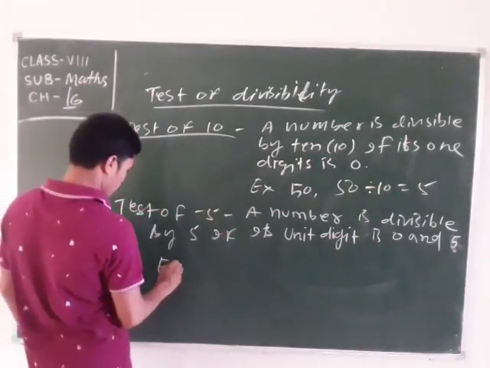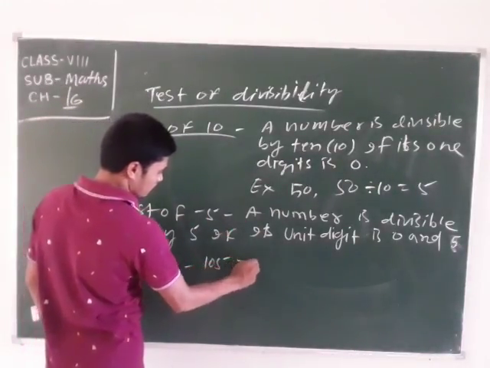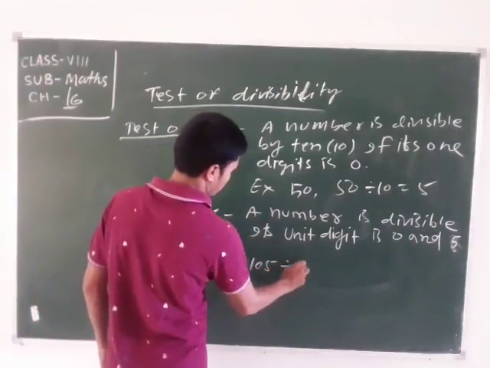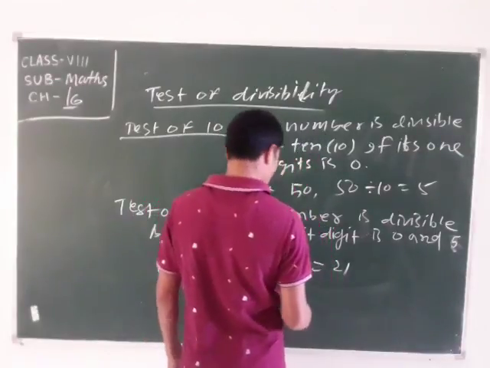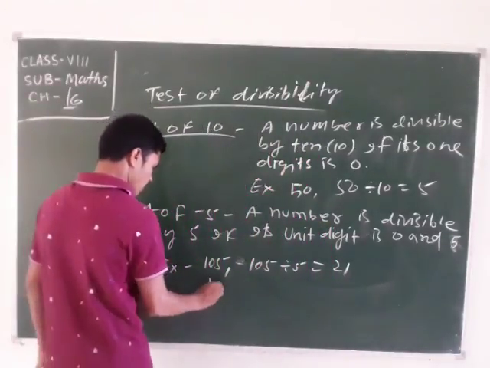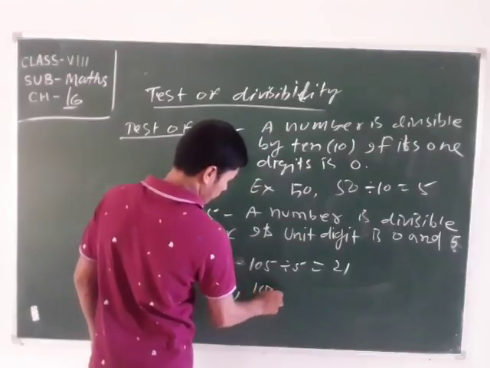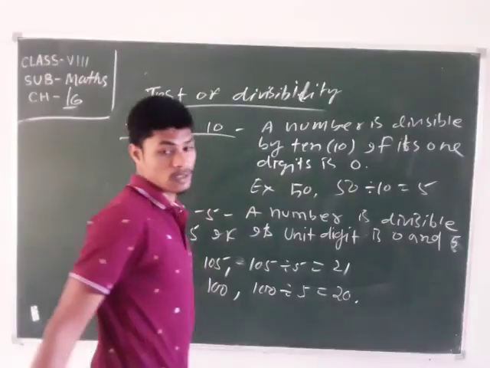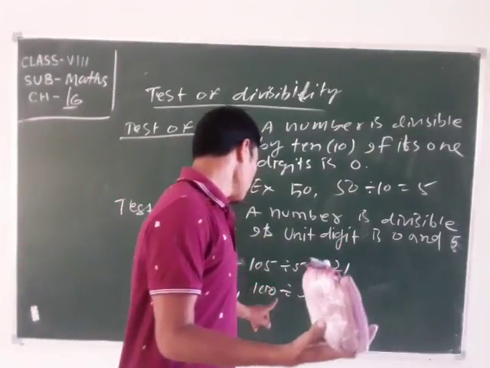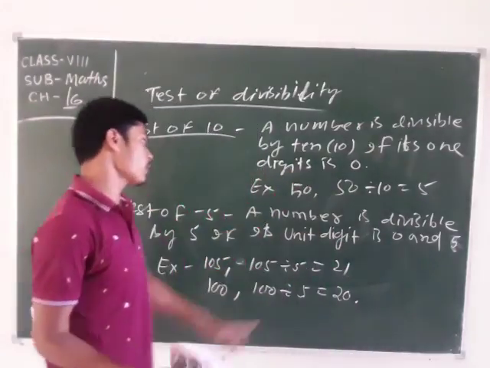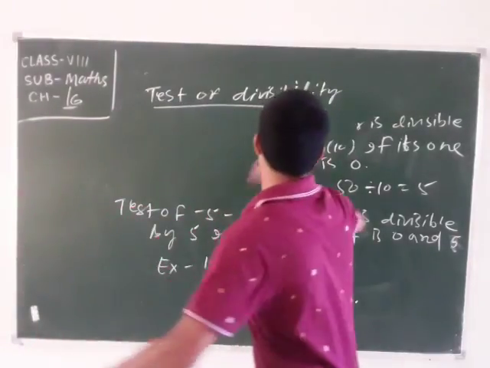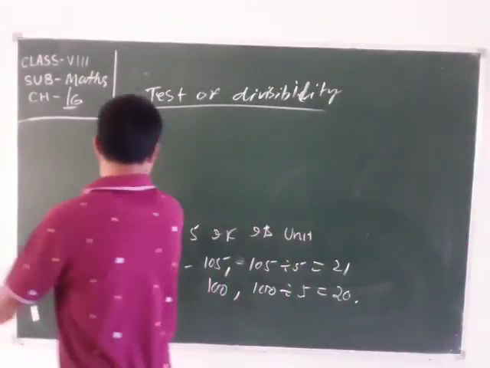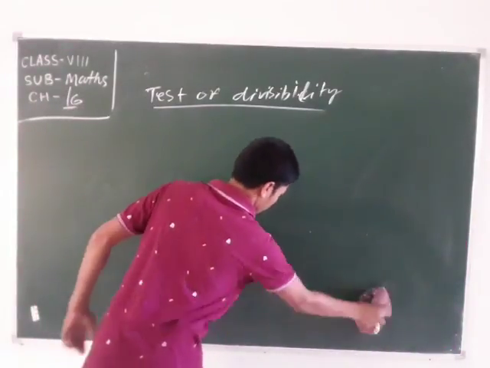Examples: 105 divided by 5 equals 21, and 100 divided by 5 equals 20. Here is the proof: if the unit digit is 5 or 0, then the number is divisible by 5. So that is clear: the divisibility tests of 5 and 10.